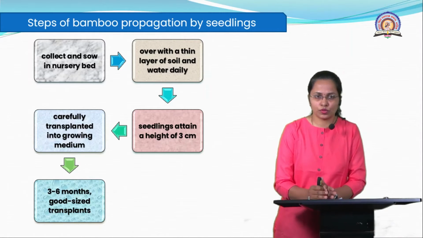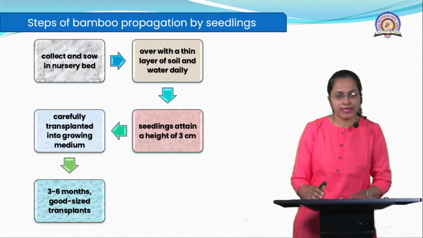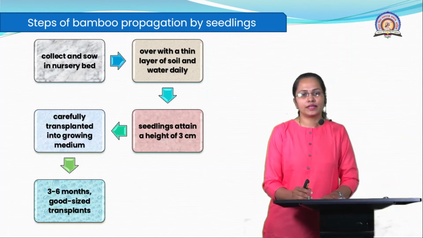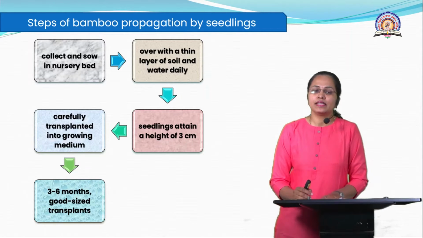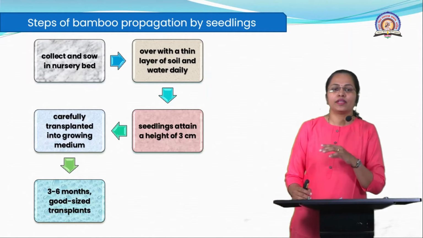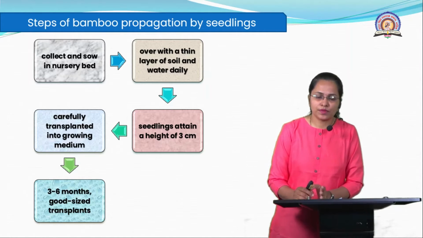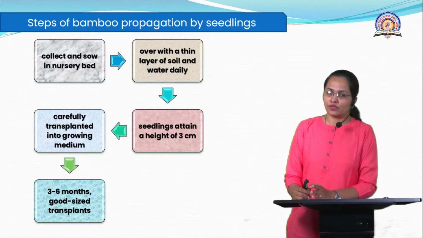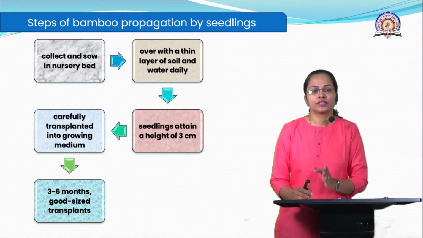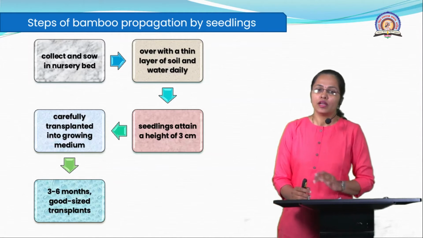Initially we have to sow the seeds, then put a small layer of soil onto the seed, then water that seed daily. Afterwards, when the seedlings grow and attain a height of 3 centimeters, we have to carefully transfer that plantlet into the growing medium, and after 3 to 6 months we'll get a good size of our transplant.